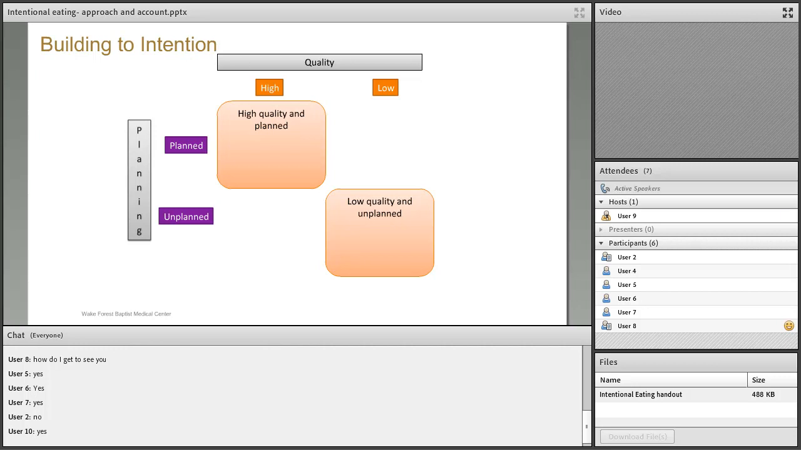So that's a high quality and planned meal, and I planned that out in advance. All right, now on the other two boxes here, we've got planned meals that are low quality. Okay, what do we mean by that?